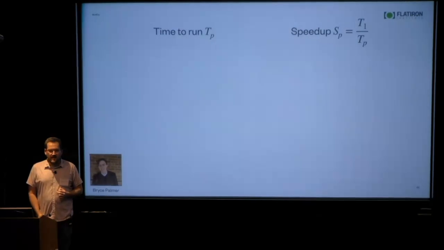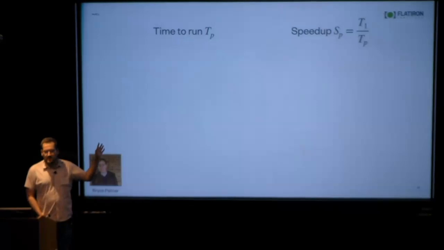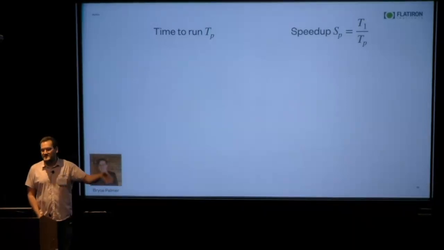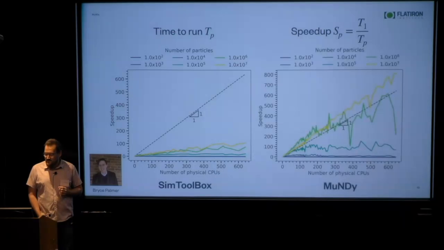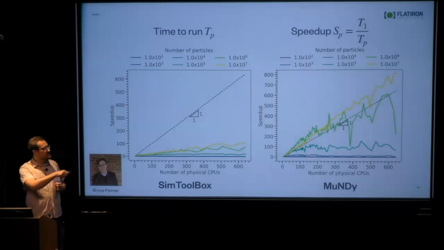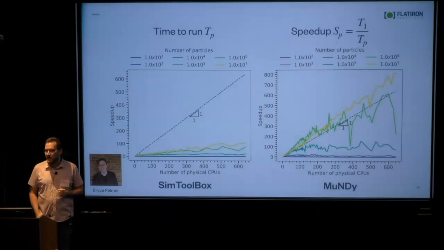If you do performance analysis of Monday versus Sim Toolbox, you can write down what the speedup is in both cases. A good speedup is: if I throw twice the processing power at the problem, does it run twice as fast? In the case of Sim Toolbox, it had some issues with scaling performance as you threw more computing power at it, as opposed to Monday, which is now much better in terms of performance. Perfect scaling, which is this line, is when I throw twice the processing power at it, I get twice the speed. It does beat it sometimes.